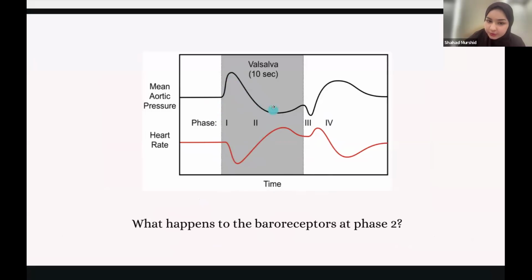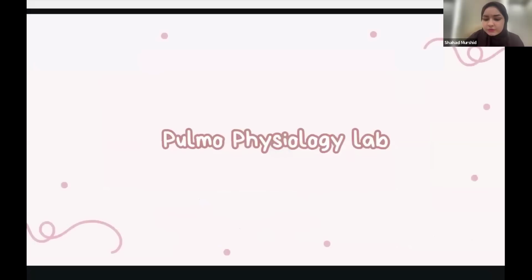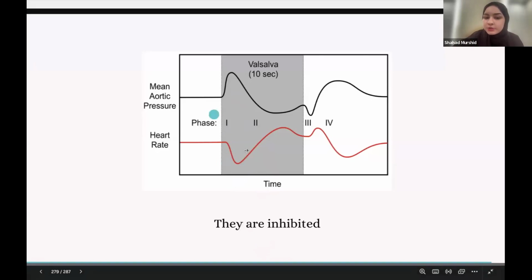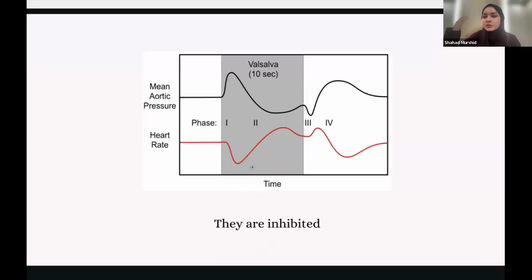So as you can see, the blood pressure is dropping and this is increasing. So the baroreceptors are going to get activated or inhibited. Blood pressure is low, so, okay, yeah, you'll have inhibition of the baroreceptors. And because of this inhibition, heart rate is going to increase. So the lack of activation of the baroreceptors is going to increase the heart rate.